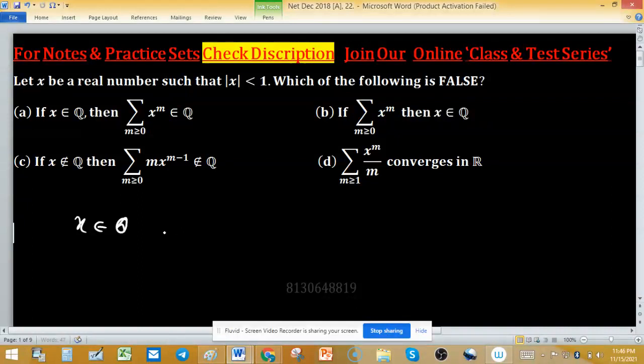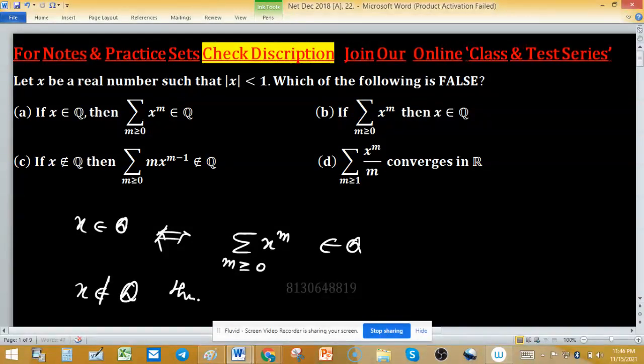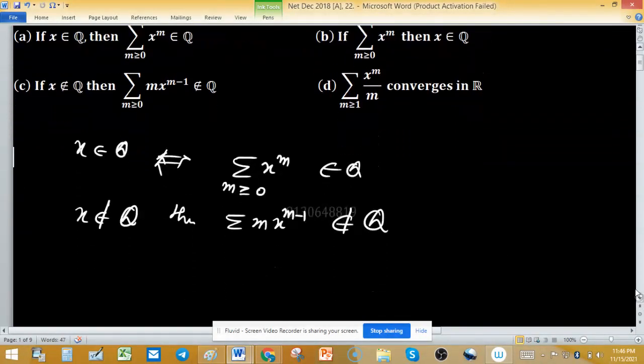That is, x belongs to Q if and only if summation x raised to the power m belongs to Q, when m is greater than or equal to 0. So we have to check these two options, A and B. Now option C is saying if x is not from Q, then summation m x raised to the power m minus 1 doesn't belong to Q. And option D is saying summation x raised to the power m upon m converges in R. So first we are trying to solve options A and B. What are these options saying?